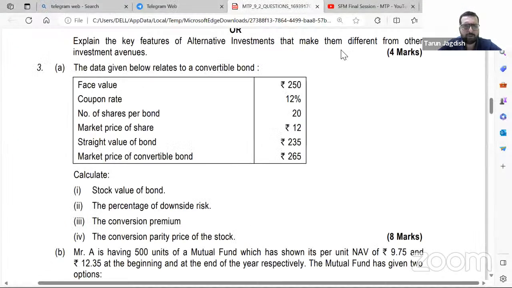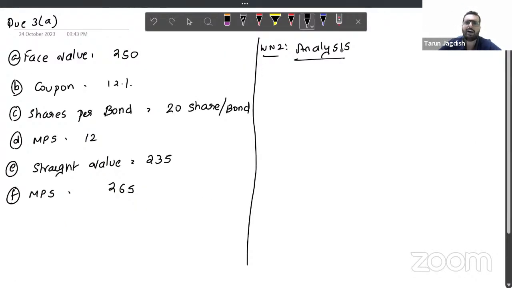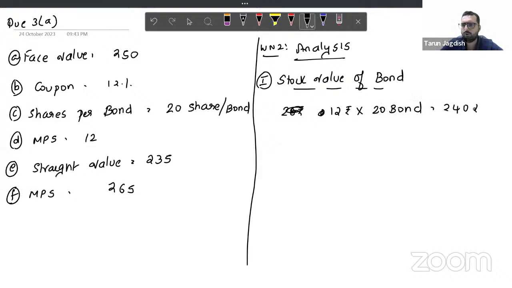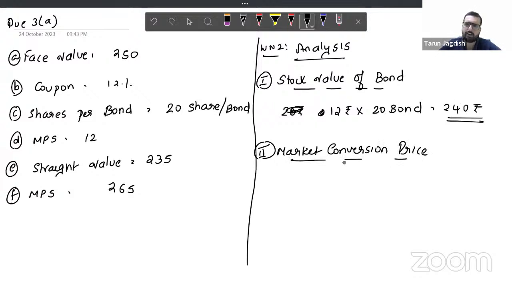All right. There are different terminologies. First, they are asking you the stock value of the bond. So what do you mean by the stock value of the bond? What is the market price of one share? 12 rupees per share. Into how many shares can we convert one bond? 20. So do you get the answer as 240 rupees? This is what we call the stock value of the bond. In other words, we can also call it the market conversion price.